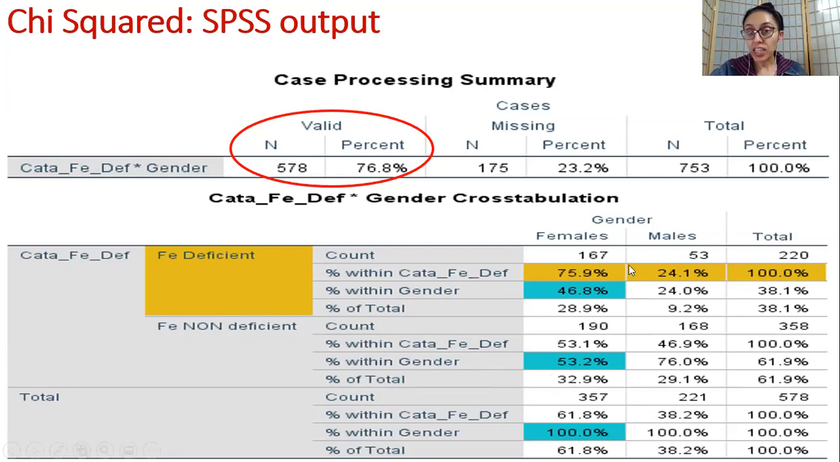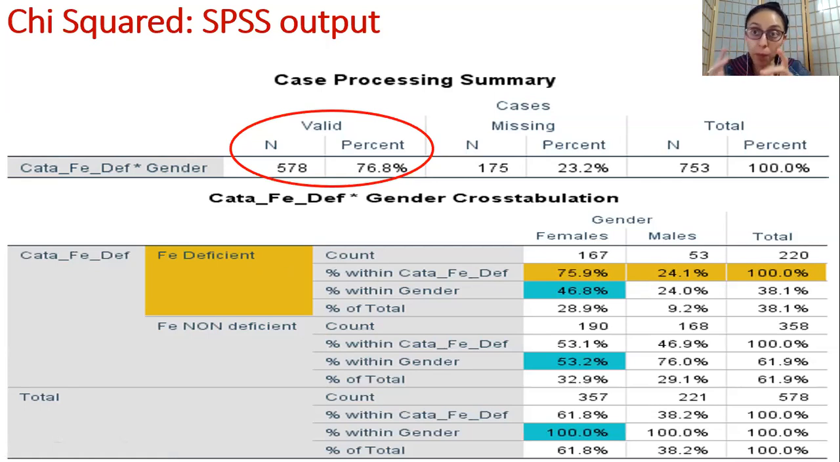All right, so that's why I look at this golden one. The numbers I report are this: 167 girls, meaning 75.9%, and 53 boys, meaning 24.1%, are iron deficient. So those are the numbers I select for my reporting. I hope this has been useful.